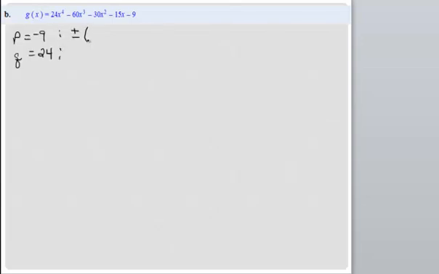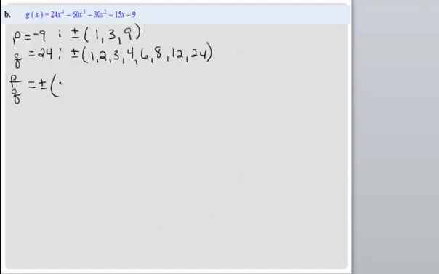So factors of -9 will be 1, 3, and 9. Factors of 24: 1, 2, 3, 4, 6, 8, 12, and 24. So our P's over Q's will probably make a really big list.